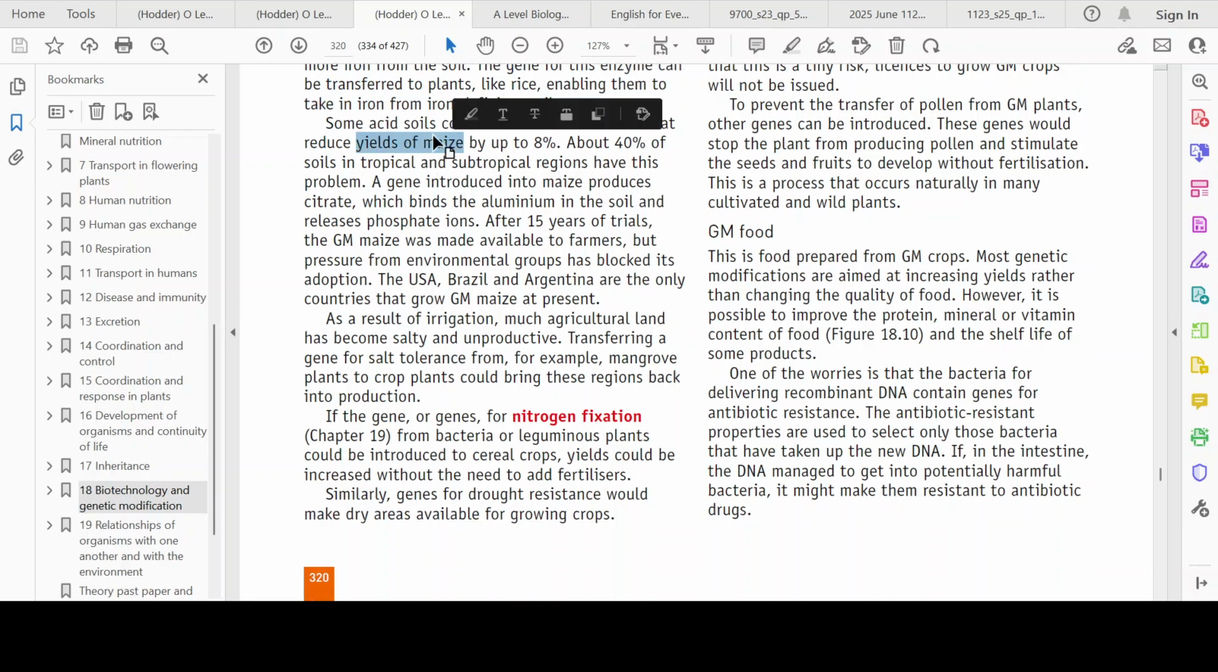Some acid soils contain levels of aluminum that reduce yields. So a gene introduced into maize produces citrate, which binds to aluminum in the soil and releases phosphate ions. After 15 years of trial, the GM maize was made available to farmers, but pressure from environmental groups has blocked its adoption. So again, there's some problem because of which they weren't able to do it. It's only used in the USA, Brazil, and Argentina.